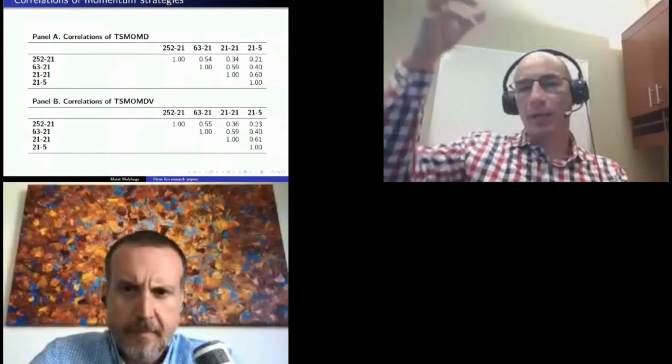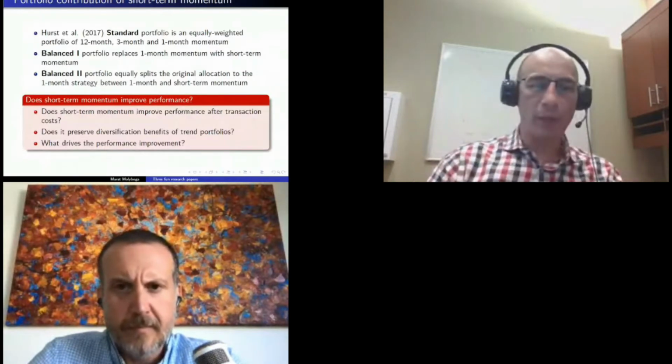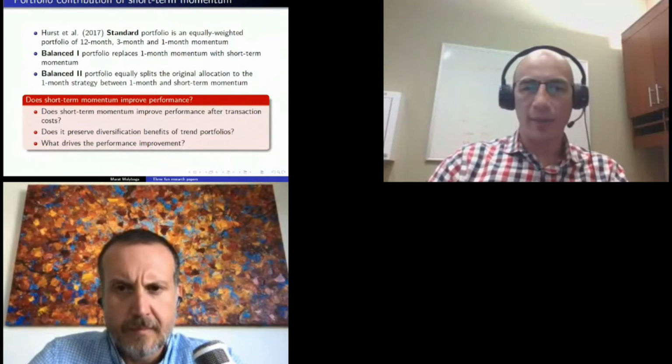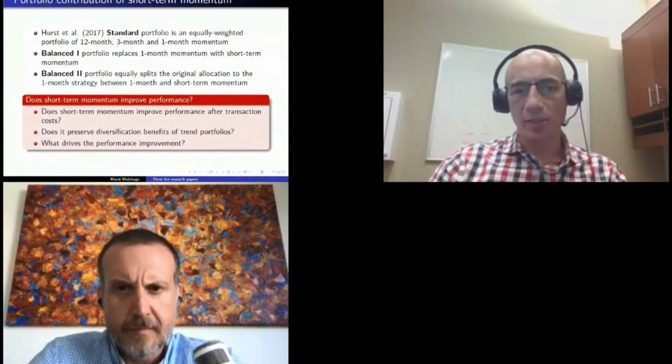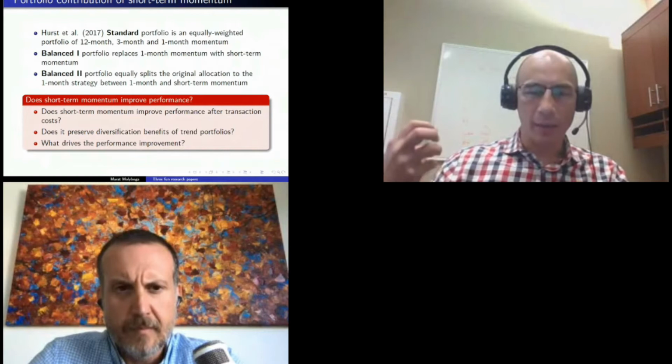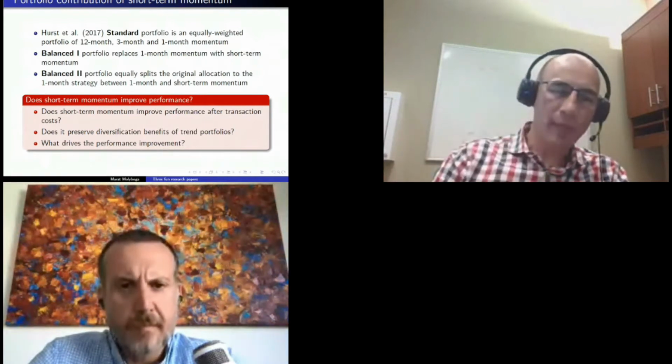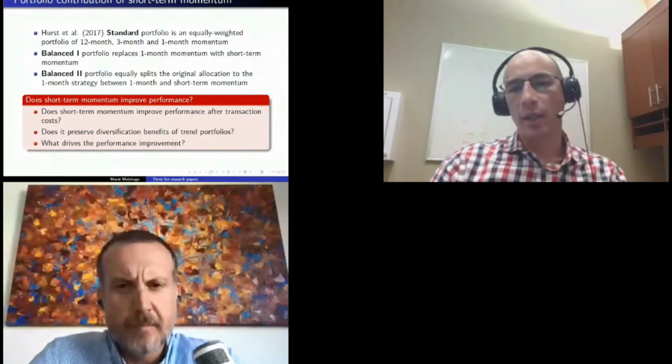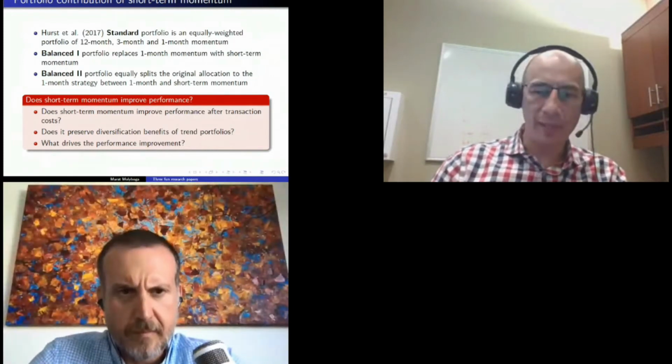But based on two facts, one, short-term trend tends to perform better than 1 month momentum, and two, correlations are relatively high, our hypothesis was that short-term trend would be a good substitute for the 1 month momentum strategy. So we took a benchmark portfolio that was introduced in Hurst et al. 2017 that gives equal weight to 12 months, 3 months, and 1 month. And then we try to introduce short-term momentum by either taking complete weight of 1 month, which is the balanced 1 strategy, or splitting equally the allocation to the 1 month strategy between 1 month and short-term momentum.